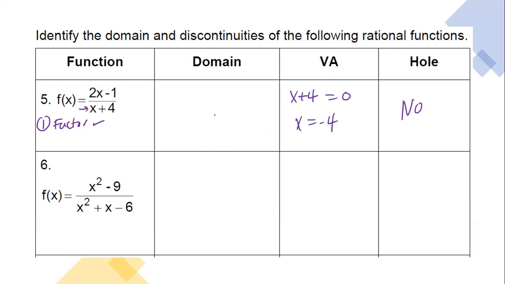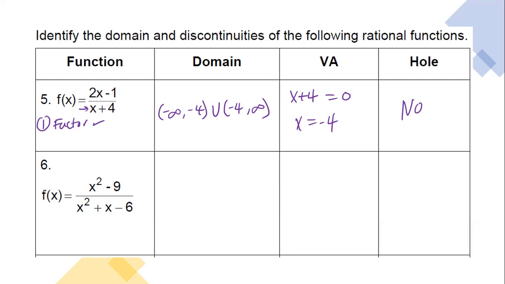These two create your domain. I only have one discontinuity and it's at x equals -4. So my domain is from -infinity to -4 or -4 to infinity. You identify your discontinuities first in order to write your domain.